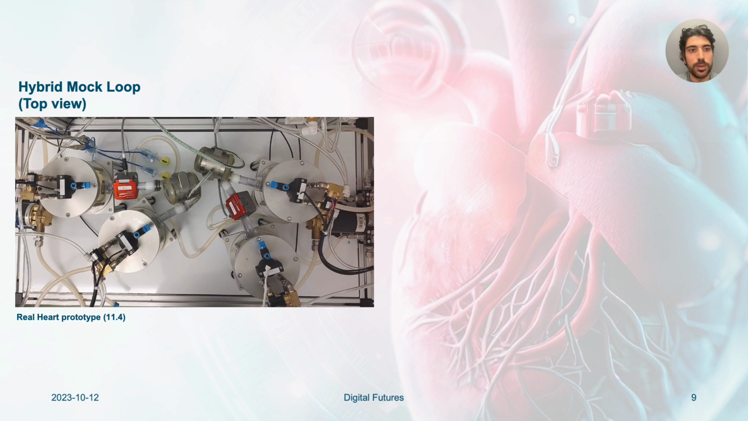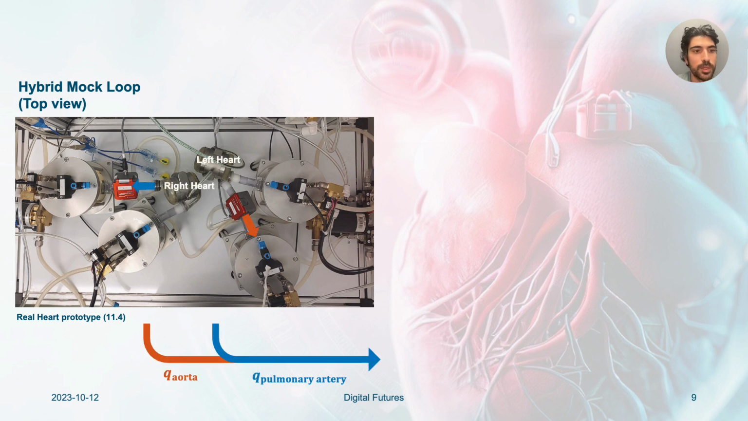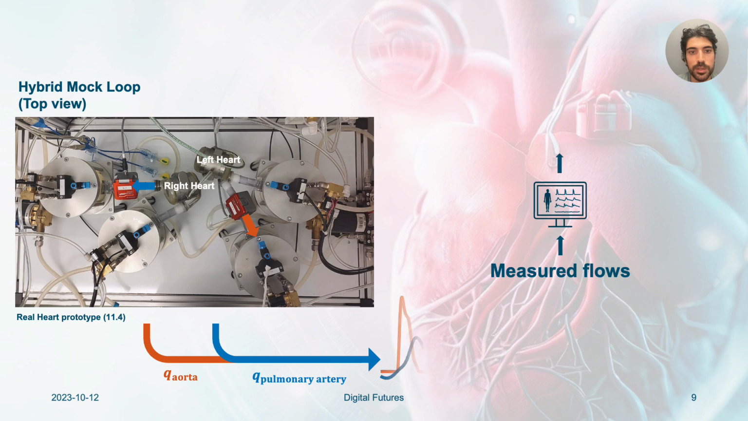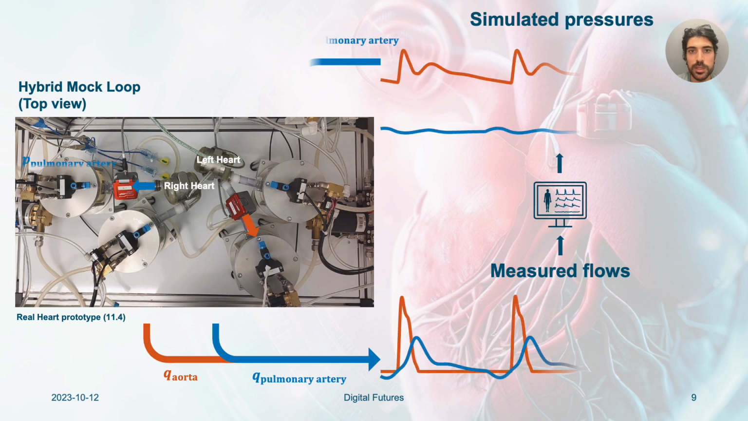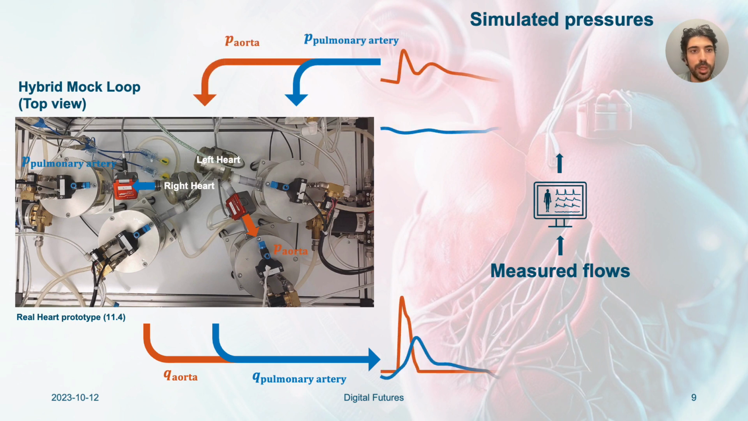The picture below shows an example of a setup of a hybrid mock loop, in which the device under test is placed in series together with the pressure-controlled tanks. The flows generated by the left and the right pump are constantly measured by flow sensors, and the measured flows are fed as input to the cardiovascular model, which simulates the physiological pressures to be applied in the respective chambers.